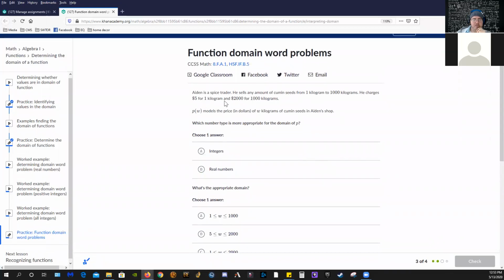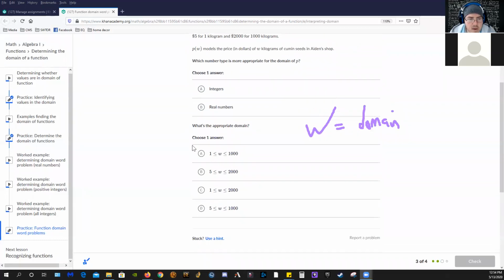Aiden is a spice trader. He sells an amount of cumin seeds from 1 kilogram to 1,000 kilograms. He charges $5 for 1 kilogram and $2,000 for 1,000 kilograms. The price depends on the weight. So the W is the domain. The weight is the domain. Okay. So I'm sure that it's going to be from 1 to 1,000.